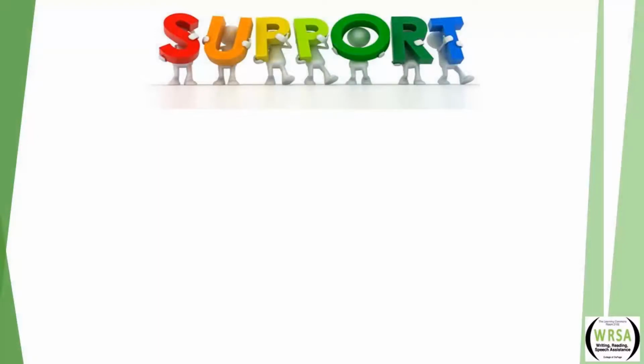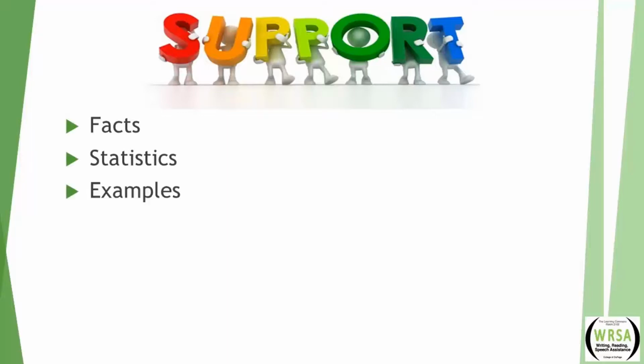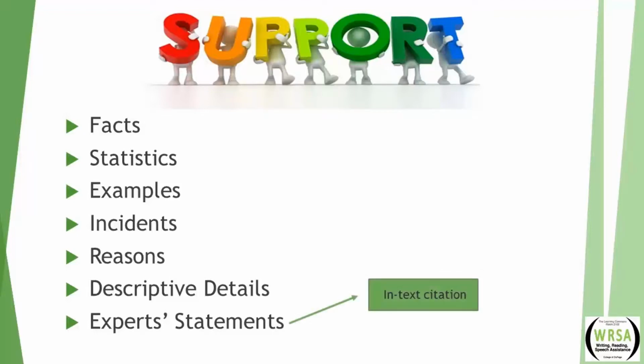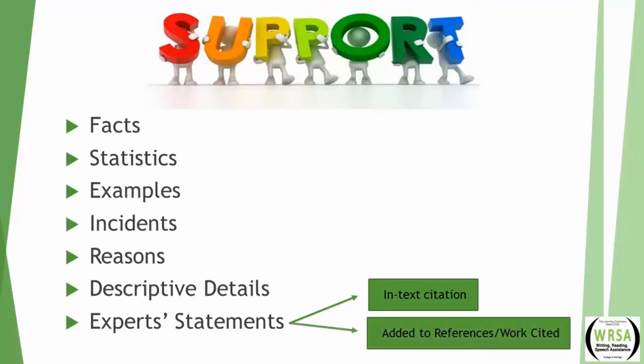What do you do for support? These are all examples of things that you can use for support in your paper. Facts, statistics, examples, incidents, reasons, descriptive details, or expert statements. Expert statements have to have something special after them or with them. They need an in-text citation. Whether you've quoted or paraphrased, it needs an in-text citation. And then that needs to be on your references or works cited page.